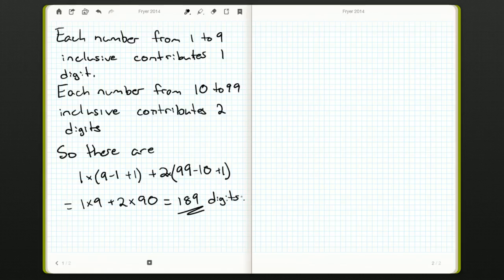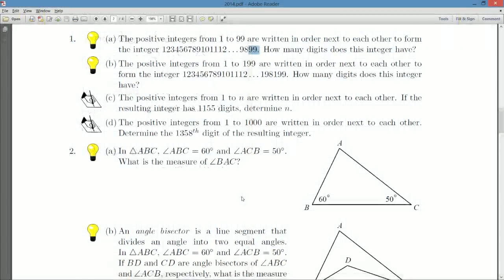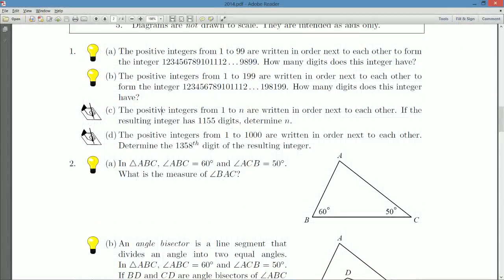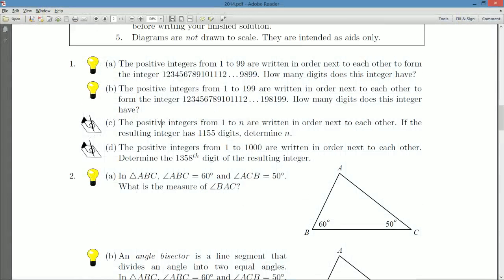So we can take a look at B part now. The positive integers from 1 to 199 are written in order next to each other to form the integer 1, 2, 3, 4, 5, all the way up to 198, 199. So a similar sort of situation to A part, but we have more digits. How many digits does this integer have? Okay.